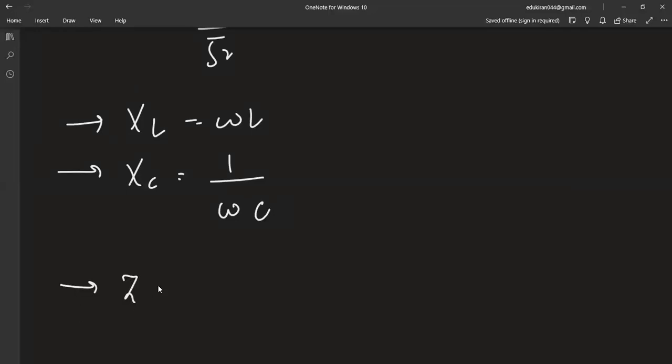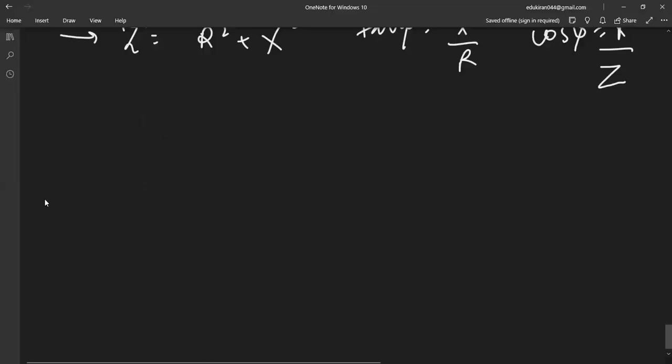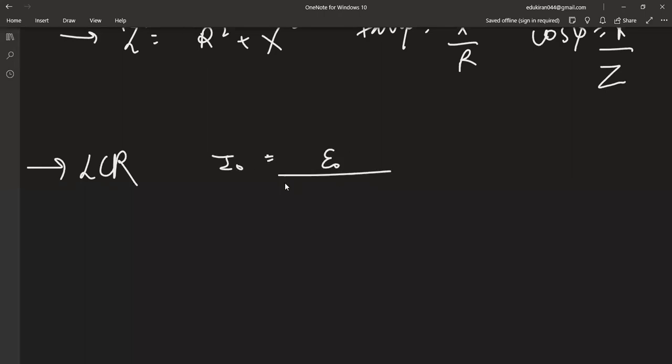Then we have the values of impedance. Impedance Z square is equal to R square plus the net reactance square, right? And when we are talking about tan phi, this is equal to X by R, or you can say cos phi is equal to R by Z. Then LCR circuits you have to remember. I naught is equal to E naught by root of R square plus XC square or XL square, whichever is required. It's better if I write this as E naught by Z, Z is the impedance, whichever circuit is there.